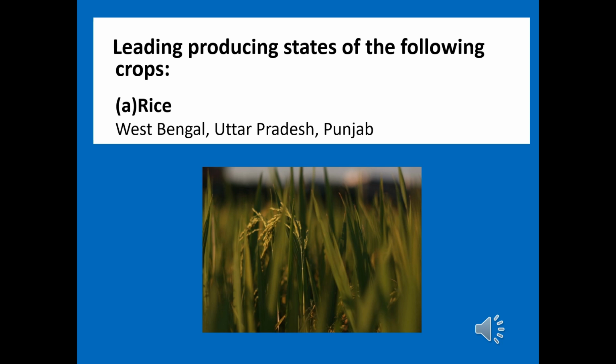Let's talk about the following crops, starting with rice. So the leading producing states of rice are West Bengal, UP and Punjab. Rice is a crop of hot, wet land of the tropics. Rice needs the temperature of 20 degrees Celsius during the growing season and the temperature of 27 degrees during the harvesting period. Rainfall required is 100 to 200 centimeters.